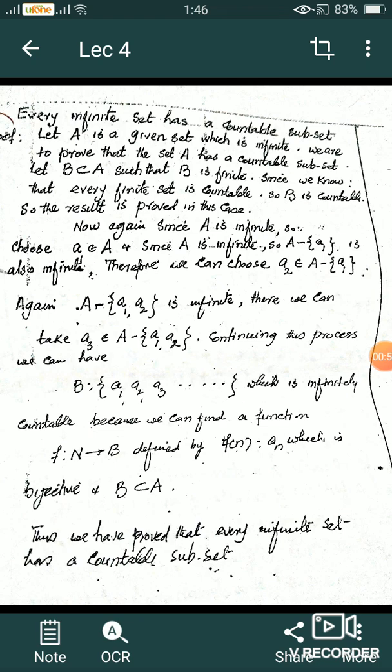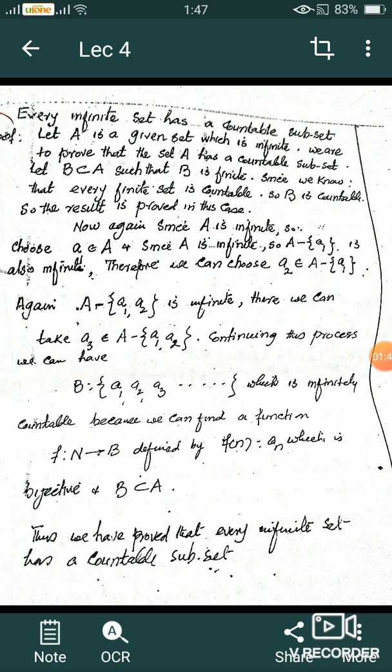Now again, since A is infinite, choose a1 belonging to A, taking it as an element. And since A is infinite, A minus {a1} is also infinite, because if we take one element from an infinite set, it is still an infinite set. Therefore, we can choose a2 belonging to A minus {a1}, taking a second element from an infinite set. Again, A minus {a1, a2} is infinite. Then we can take another element, a third element a3, belonging to A minus {a1, a2}.